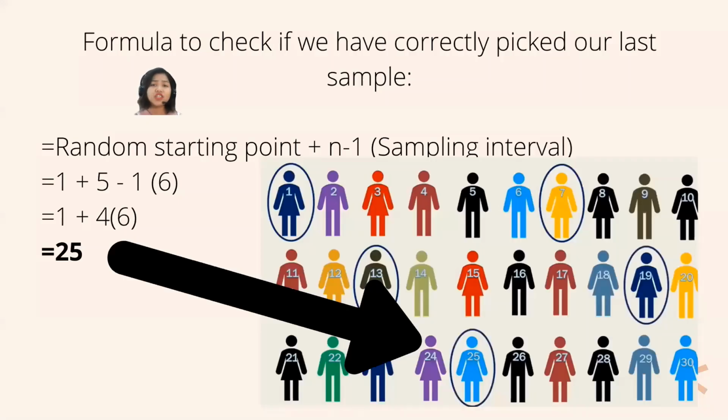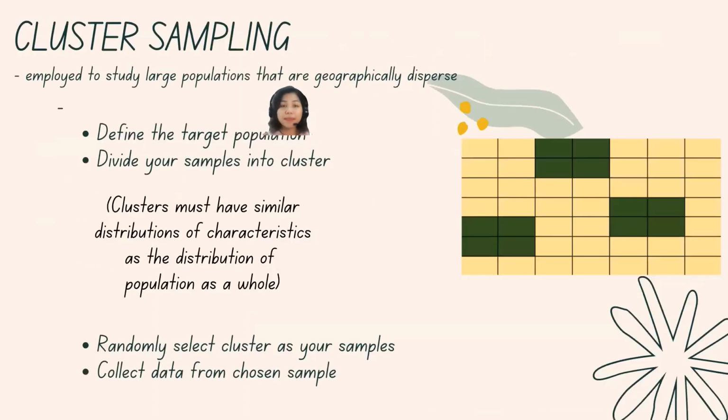Now, how are we gonna check if we have correctly picked our last sample? This is our formula: random starting point plus the sample size minus 1 times the sampling interval. Alam natin yung ating n ay 5. So 1, which is the random starting point, plus 5, which is the sample size, minus 1 times the sampling interval. So 1 plus 4 times 6 is equals to 25. Tama po. 25 po ang ating huling na-pick na sample.